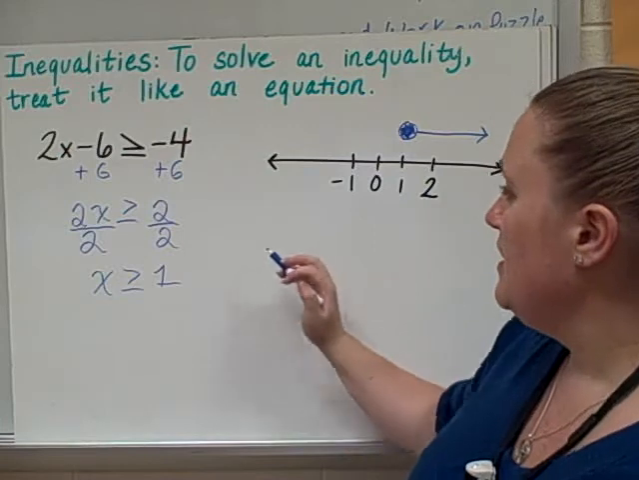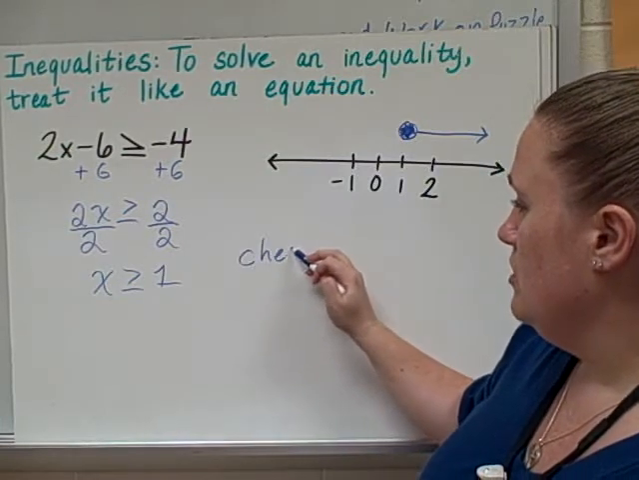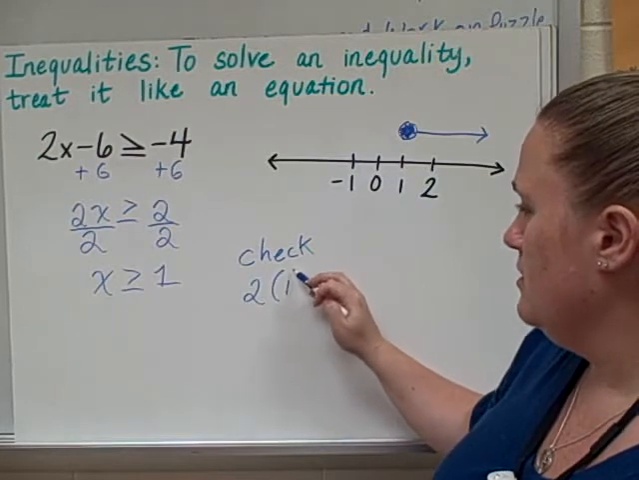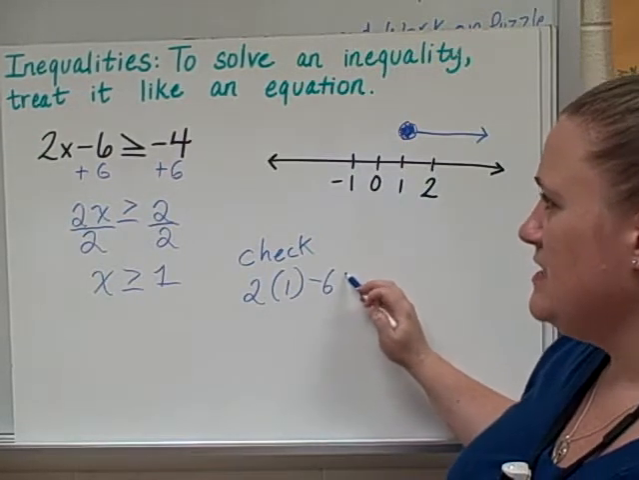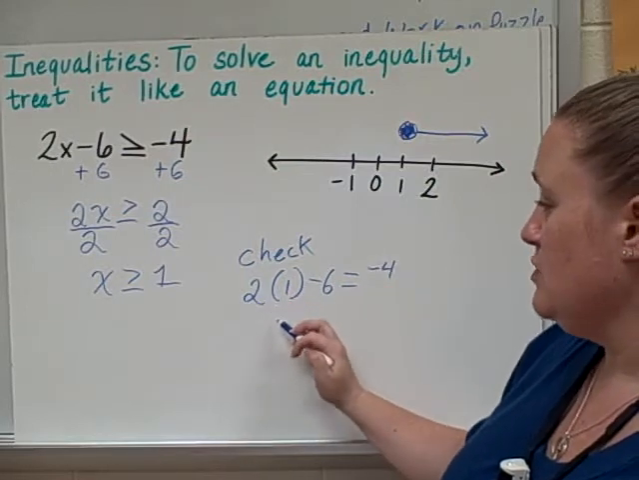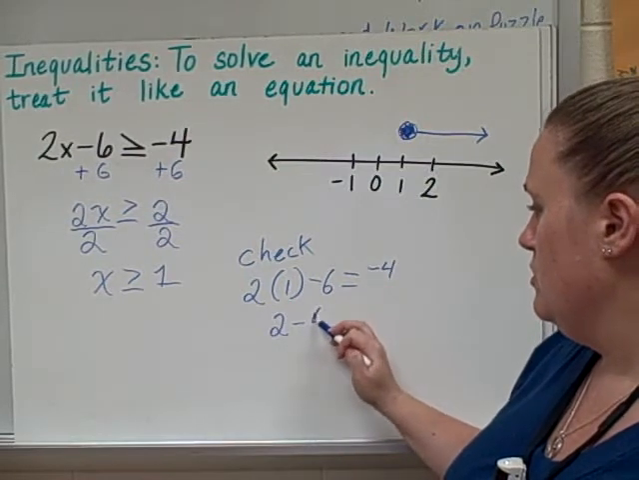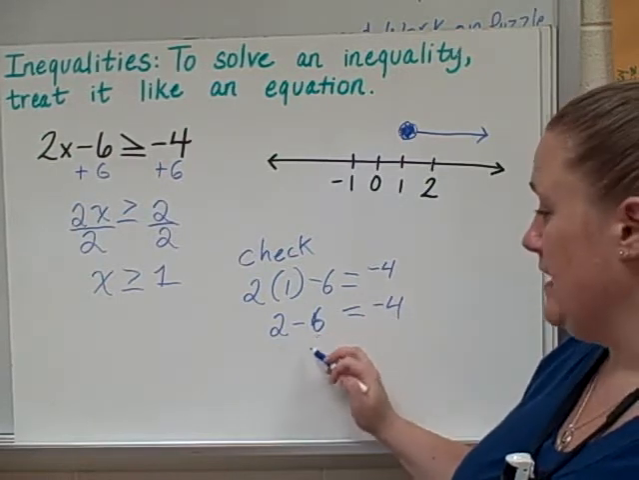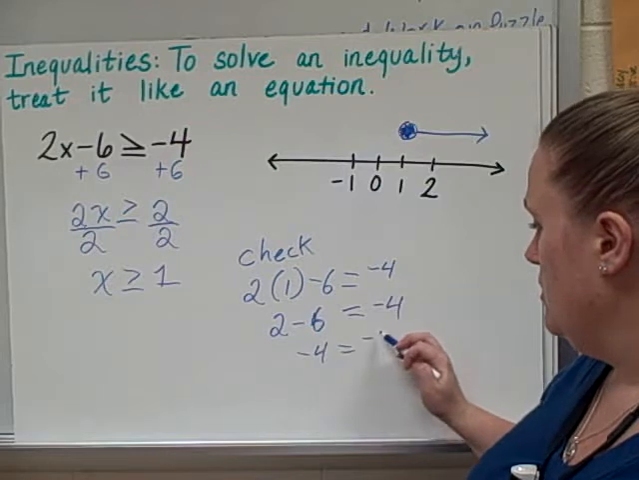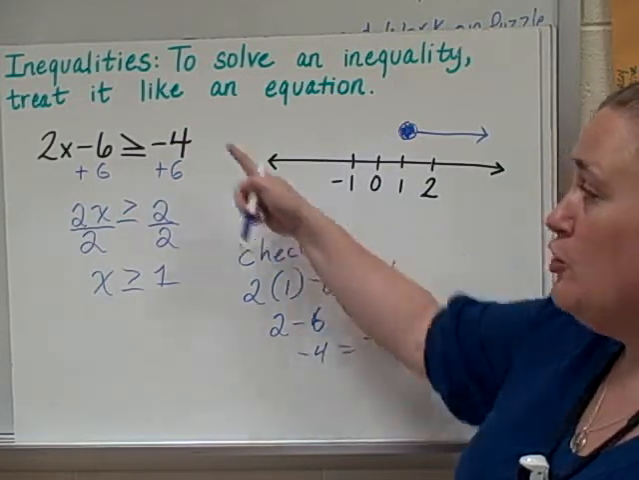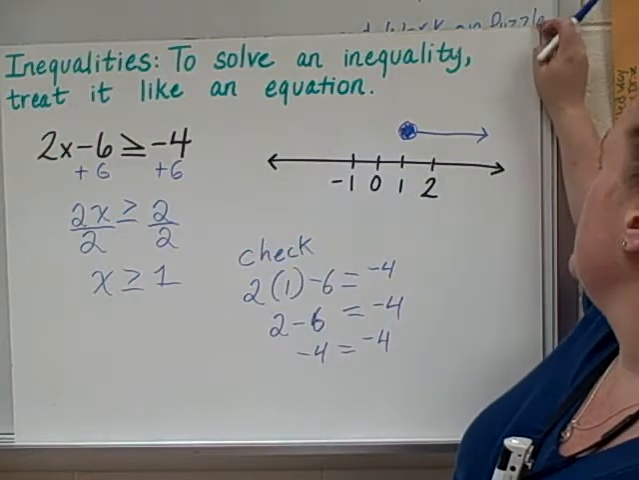All right? Now, don't forget, just like an equation, double check. This time, put an equal sign in there and just make sure it solves. 2 times 1 is 2. 2 minus 6 gives me negative 4. If you get the same thing on both sides, then you know you worked your inequality out correctly.